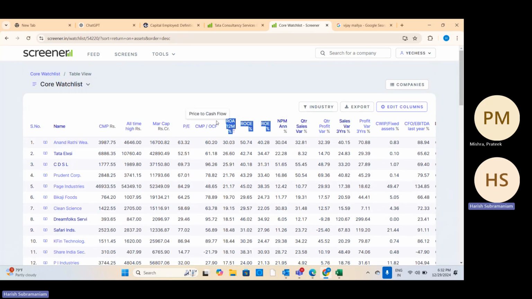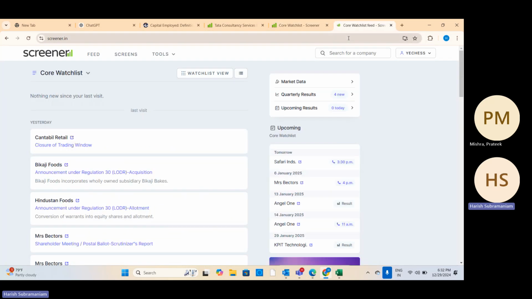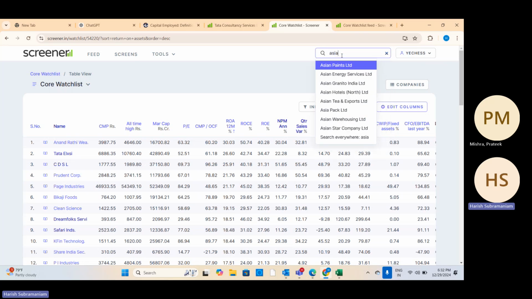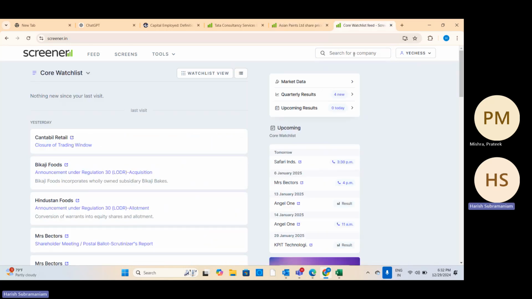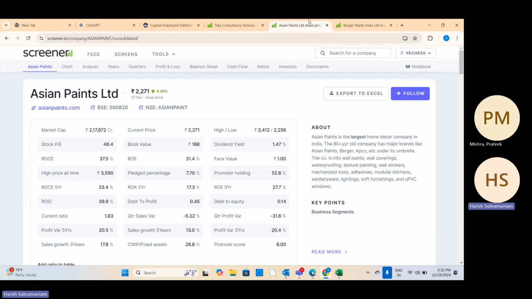So for all these three numbers, we look at how high it is. As a starting point, we can just look at these two numbers. And if it's above, say, 15%, we are okay as a starting point. 20% is pretty good. So let's look at two very similar companies, Asian Paints and Berger Paints. Both are in the same sector.